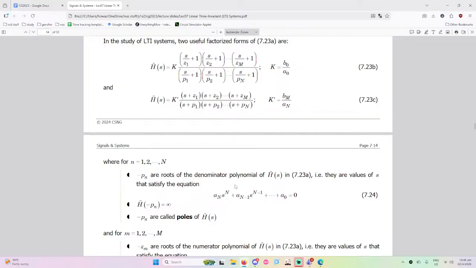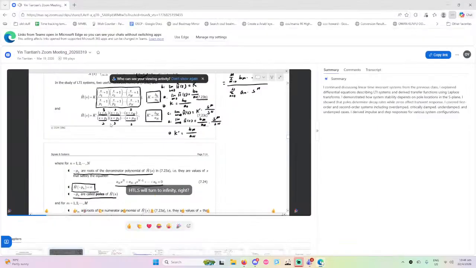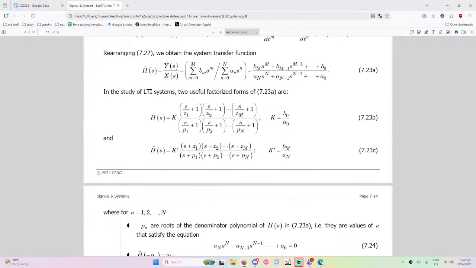Minus pn are the roots of this equation here. You can see that when s is equal to minus pn, H(s) will tend to infinity. Minus pn are the roots of the denominator. So minus pn is called the pole of the transfer function.